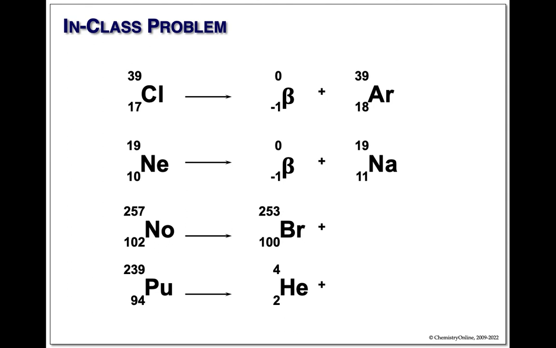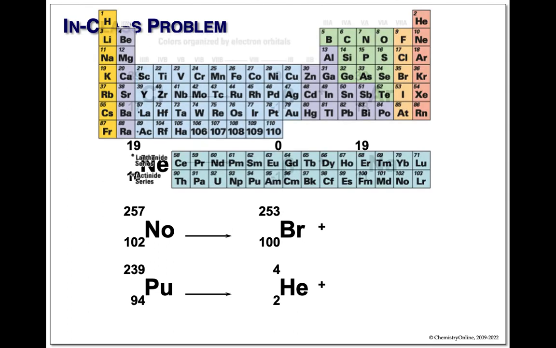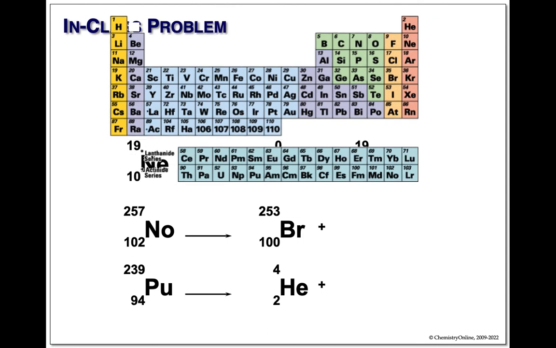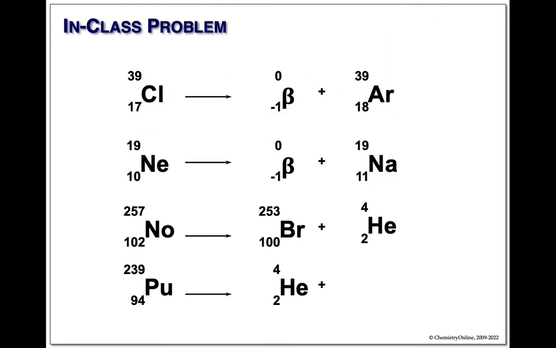In this one, sometimes I ask what the particle was that you lost. Our mass number is dropped by 4, atomic number by 2. Clearly, that's a helium nucleus. We are forming, there we go, simple helium.